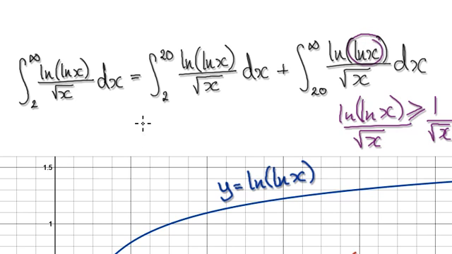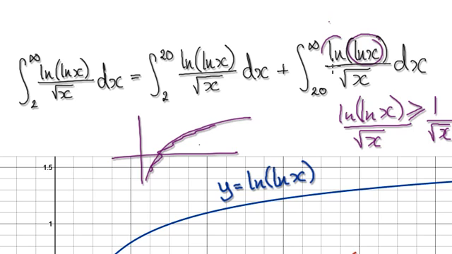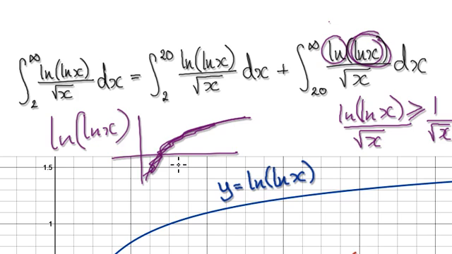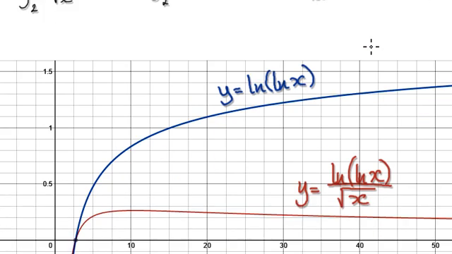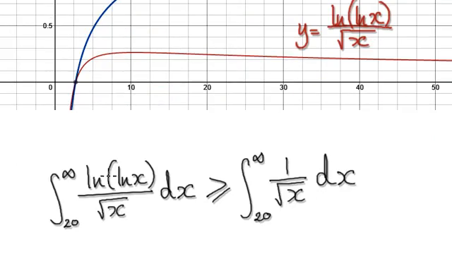And by the way, natural log looks something like this, and it's always climbing. So when you have a natural log of a natural log, because the natural log is always climbing and climbing, then the natural log of the natural log will always climb. But from 20 onwards, this thing here will be greater than 1. So now we can make this comparison.